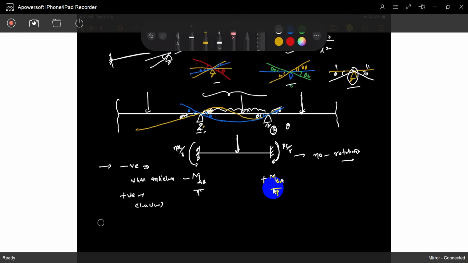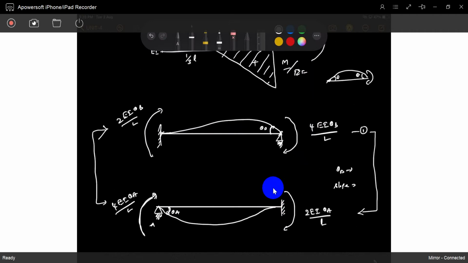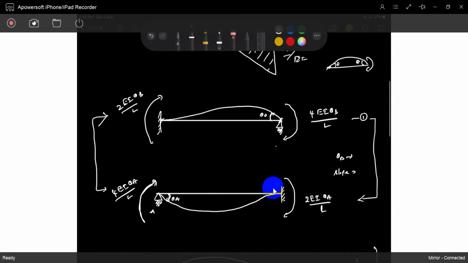Finally, joint A experiences some slope theta A and joint B experiences theta B. Observe it. I have taken clockwise as positive. If joint B experiences theta B, that means at that support or joint it experiences this much moment, and the same way joint A also experiences some moment.